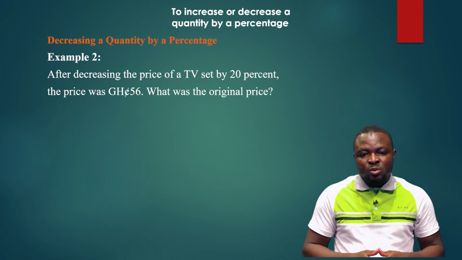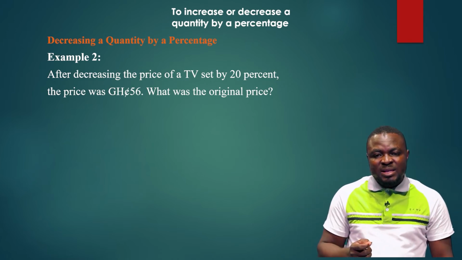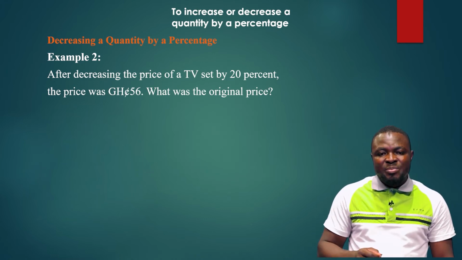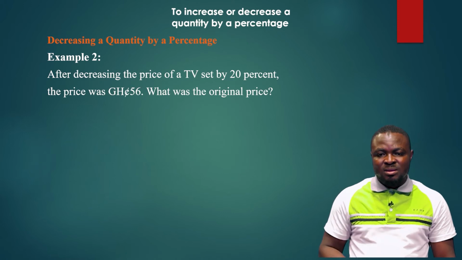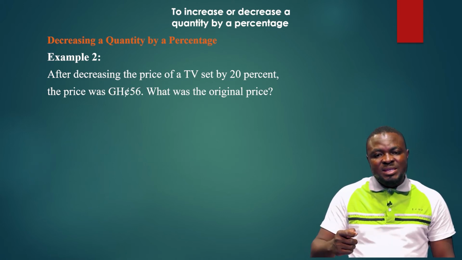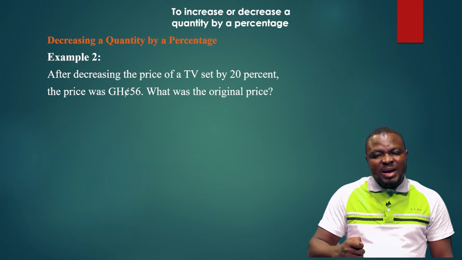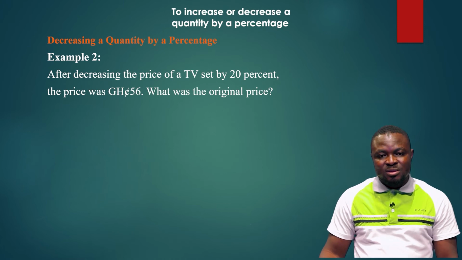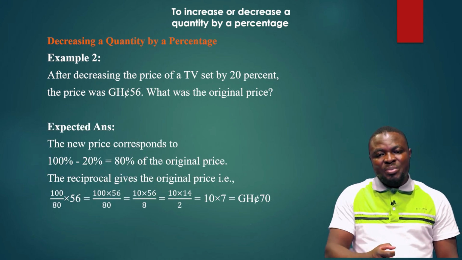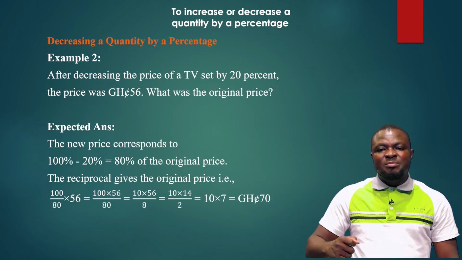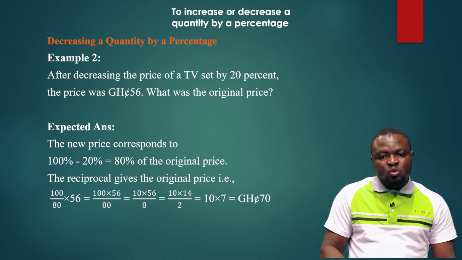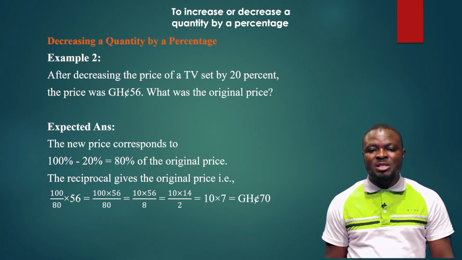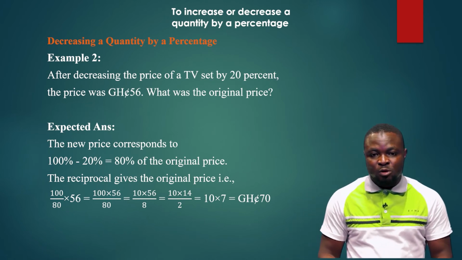So you should be able to tell that the new price, which is 56 cedis, corresponds to 100% minus 20. The reason is that 56 indicates a reduction. The original price should be higher than the new price. So if the original price decreased by 20%, then it means the current price should correspond to 100% minus 20%, which is 80% of the original. So that is the logic involved here.